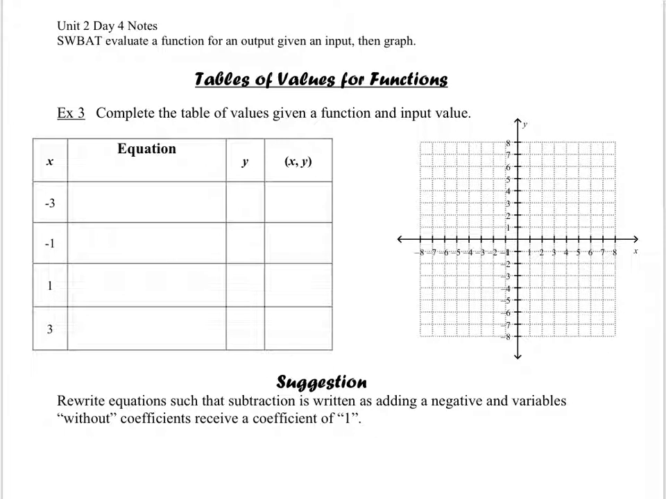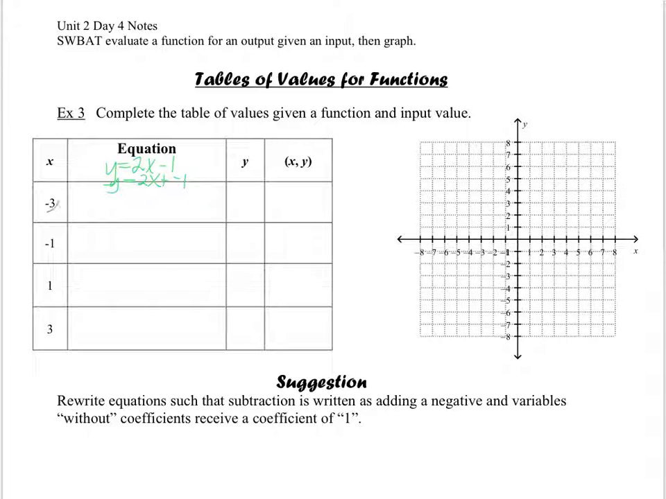For this example, we're going to use the same function rule as we've used in the previous examples and notes. We're going to use y equals 2x minus 1. You may want to rewrite that as y equals 2x plus negative 1, depending on your comfort level with subtraction. Today you'll notice that you are given 4 different inputs, and I'd like for you to generate the corresponding outputs so that we can then plot these points on the graph.